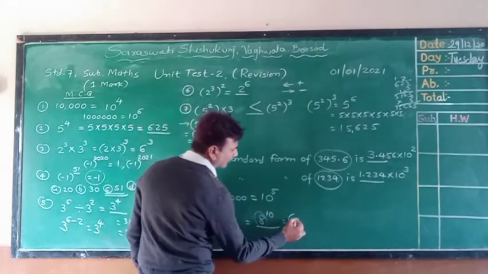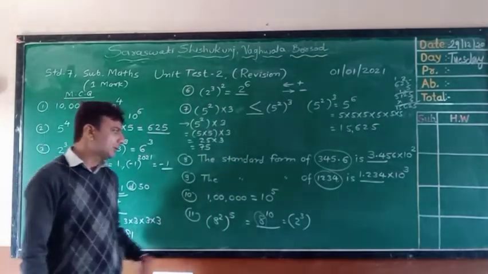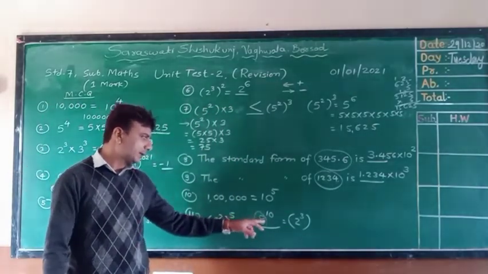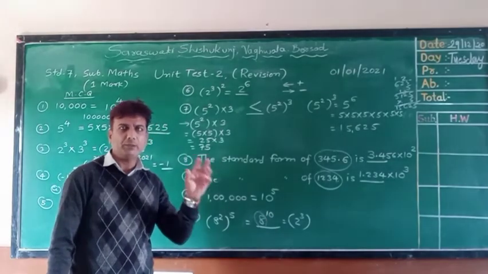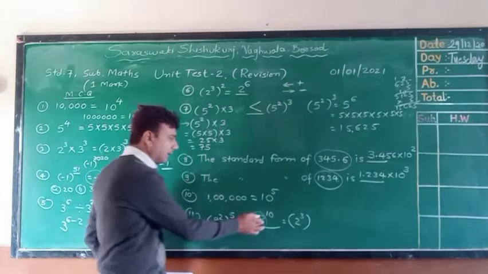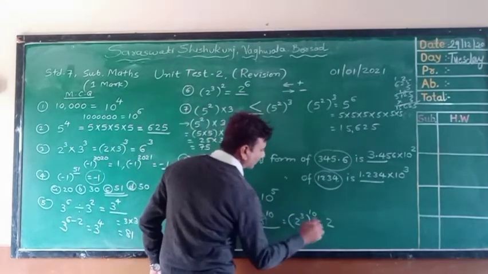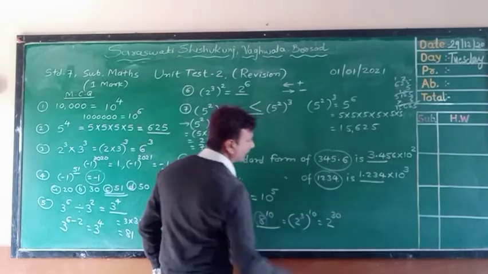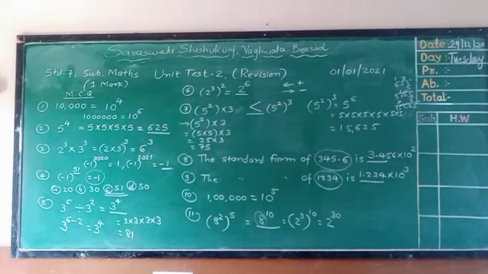8 means 2 cube. If we want to keep 2 as the base, then we can convert this 8. So in place of 8, we can write 2 cube and its power is given as 10. So power on power again, 3 times 10 is 30. So 2 raised to 30 is the right answer.